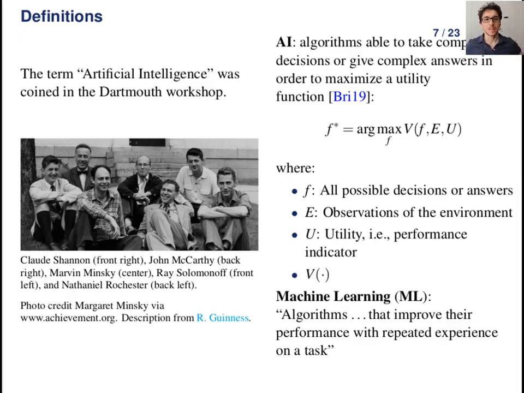Okay, so let's try to define what an AI algorithm is. It is an algorithm that is able to take complex decisions or give complex answers in order to maximize or minimize a utility function. For example, suppose your utility function you want to maximize is the financial gain of your investments. Okay, so you have to take complex decisions that are this F, whether should I sell some stocks, should I buy them, etc. These decisions are complex because they are based on many factors determined by the environment, that is everything that surrounds you.